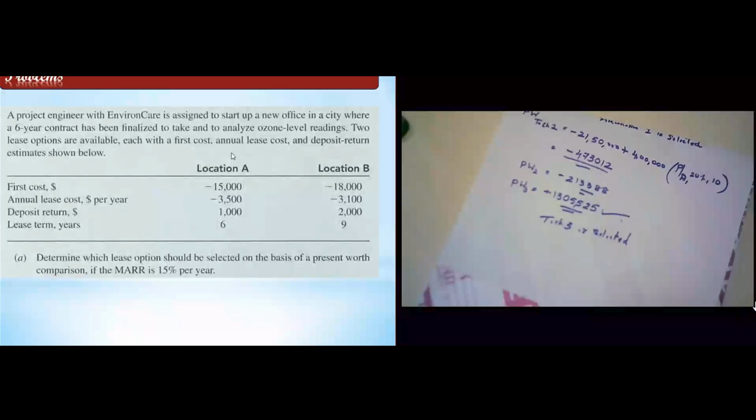Okay, sir. Okay. So other than that, any doubts, any questions? So the same process is applicable for future work also. Okay, so revenue dominated, cost dominated, as well as the unequal life. So that is applicable for future work.